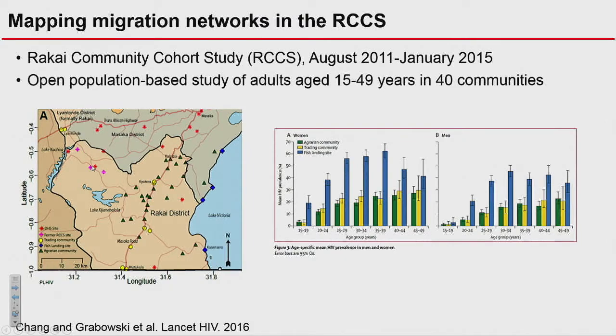In blue, we have the fishing communities. We surveyed 4 of them. There's one very large one down here within Rakai district itself, and then 3 smaller fishing communities up here along the coast. We have agrarian communities shown here in green, and then trading centers. They're semi-urban, with a lot of truck traffic and markets in these places, and then one over here in this Lyantonde area up here.